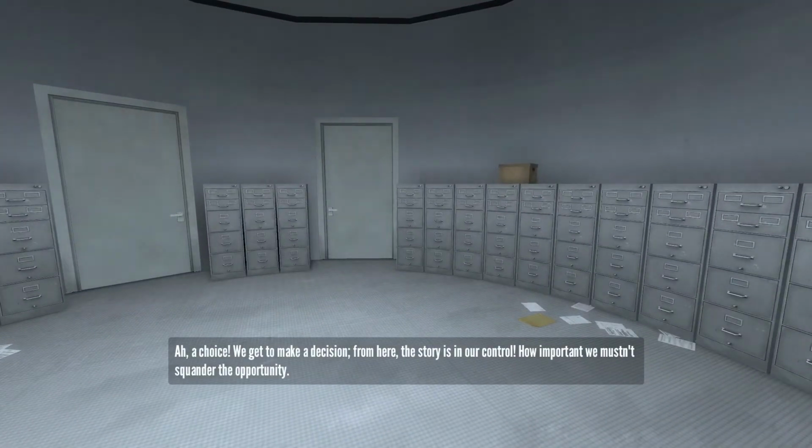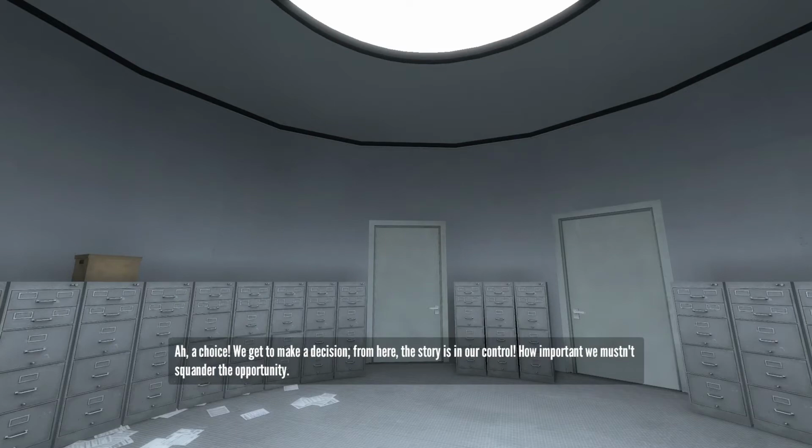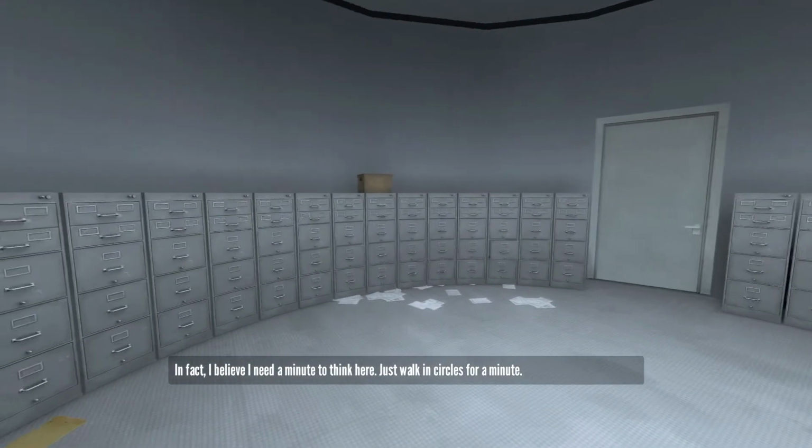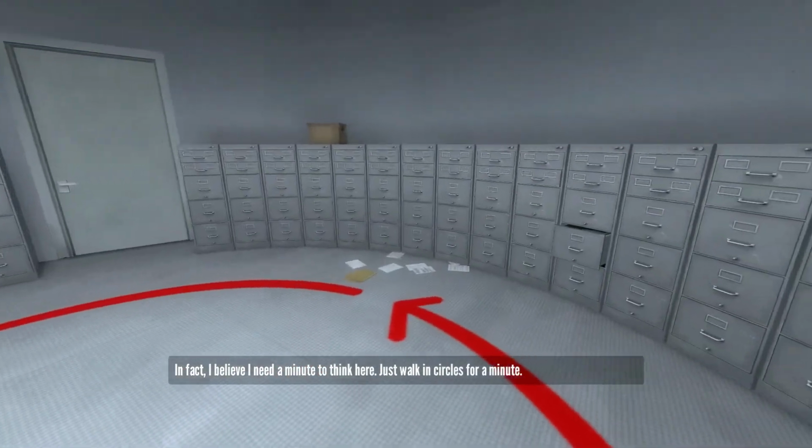A choice. We get to make a decision. From here, the story is in our control. How important. We mustn't squander the opportunity. In fact, I believe I need a minute to think here. Just walk in circles for a minute.